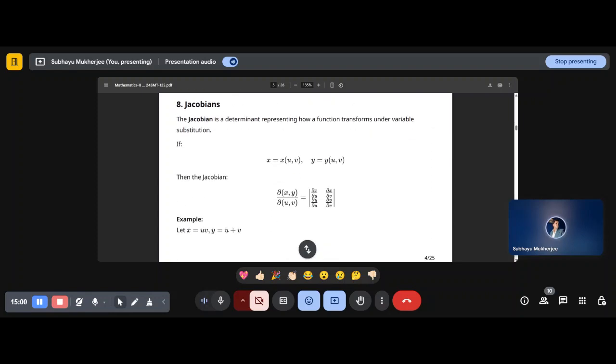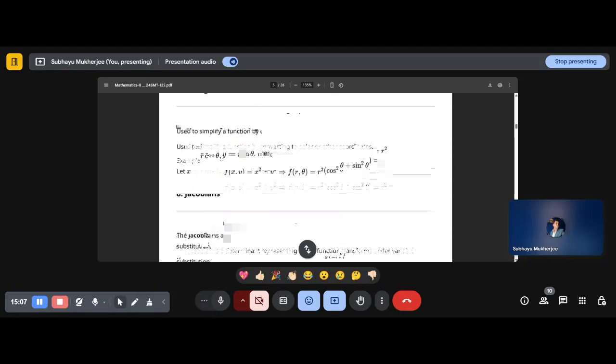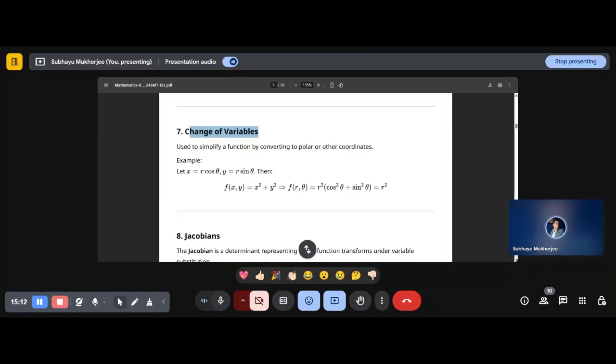Up next, we have the Jacobian. A Jacobian is a determinant representing how a function transforms under variable substitution. So here we have done change of variables, right? But changing variables is not so easy.